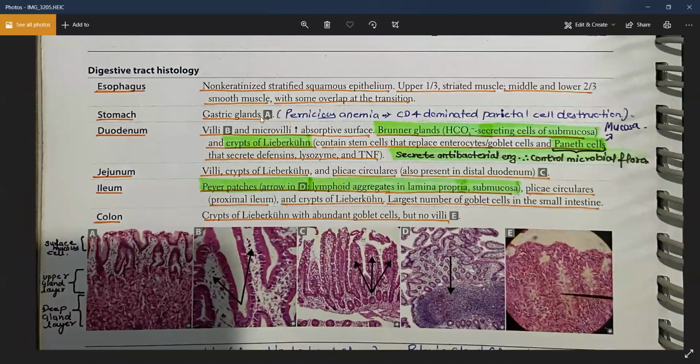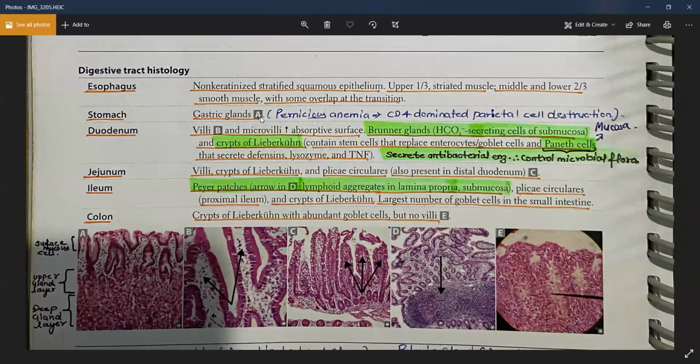Then you need to know the specific histologies of different organs in the GI tract, and one is the esophagus. The epithelium of the esophagus is non-keratinized stratified squamous epithelium. The upper one third contains the striated muscles, the skeletal muscles, which are under your voluntary control. The lower and middle, the complete 2/3 part, contains the smooth muscles, and some overlapping will be there at the transition.